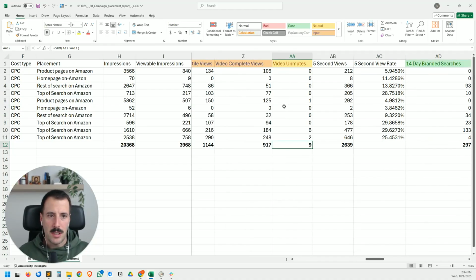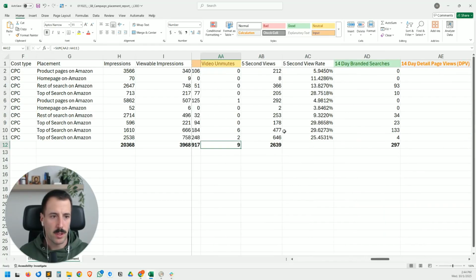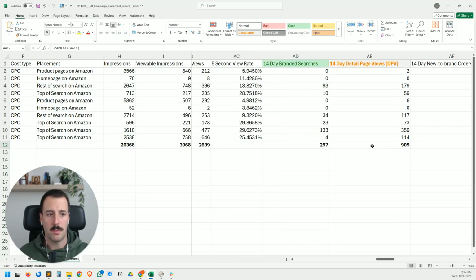Furthermore, you can see that there were almost 400 clicks. After that, in the next 14 days, there were almost 300 searches of your brand name. So any keyword that includes your brand name, that's also very important, and it's a good measurement of your sponsor brand video ads and in general your videos. So that's really important to measure.